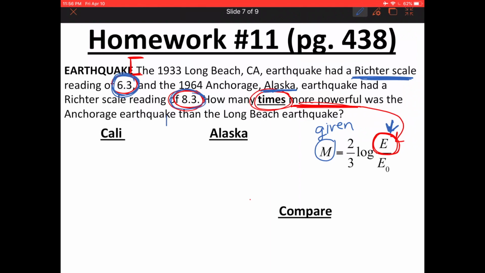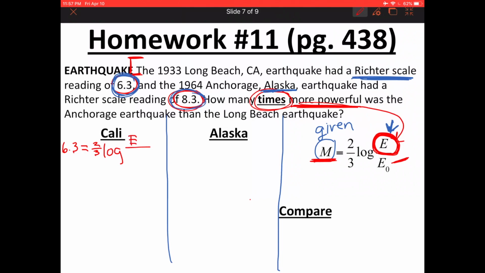So I'm going to draw a line here to separate my work for California and Alaska, and then we will compare everything here at the end. Let's set up my first equation for California. For the magnitude, I'm going to put 6.3 equals 2/3 log. The E, the energy released, is what I do not know, so I'm going to leave the letter E. And remember, my base value for E sub 0 is always going to be 10 to the power of 4.40. That is my default base, very small earthquake reading. So from here, I need to solve for the letter E.